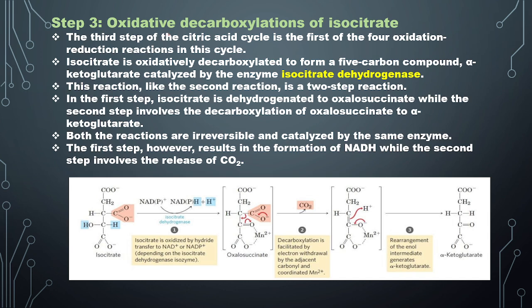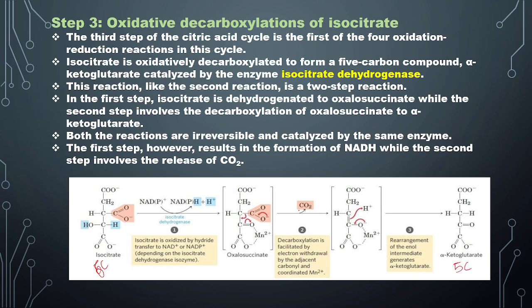There are 4 oxidation reactions that occur in this Krebs cycle. This is the first reaction. The third step of the citric acid cycle is the first of 4 oxidation reduction reactions in this cycle. Isocitrate is oxidatively decarboxylated to form the 5-carbon compound alpha ketoglutarate. Isocitrate is a 6-carbon compound. Alpha ketoglutarate is a 5-carbon compound.